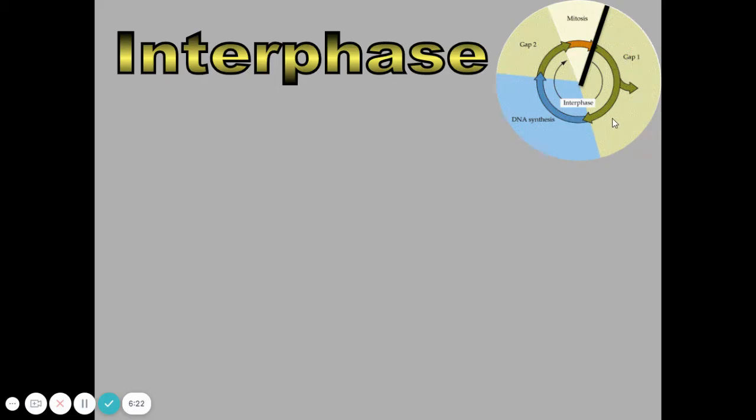But for those cells that are going to reproduce, like your skin cells and your stomach cells and your hair cells and your blood cells that are formed in your bone marrow, those cells will go into the DNA synthesis phase, which makes a copy of the DNA, and then they'll continue with more growth before they go into mitosis. So let's find out what happens in this really long phase, interphase.